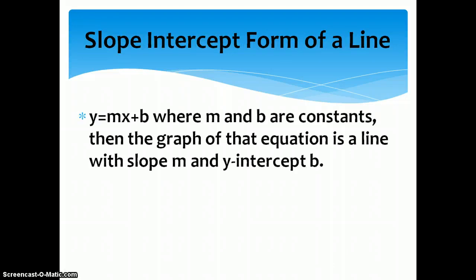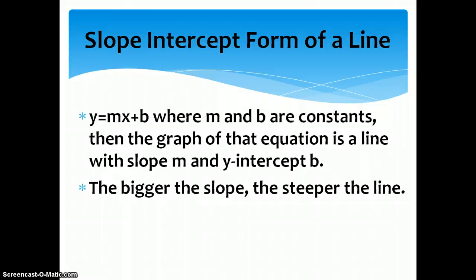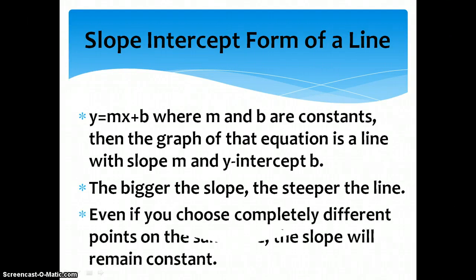Slope is just one part of the line. Now we're going to look at the equation of the line as a whole, and that is called slope-intercept form. The equation for slope-intercept form is y equals mx plus b. M and b are constants, and we know that m is the slope and b is the y-intercept. The y-intercept is going to be the point where the line crosses the y-axis.